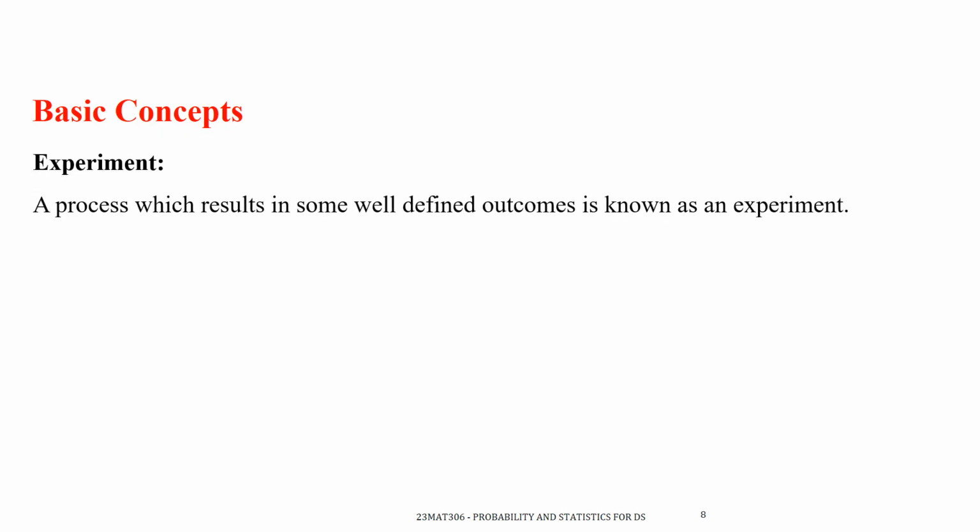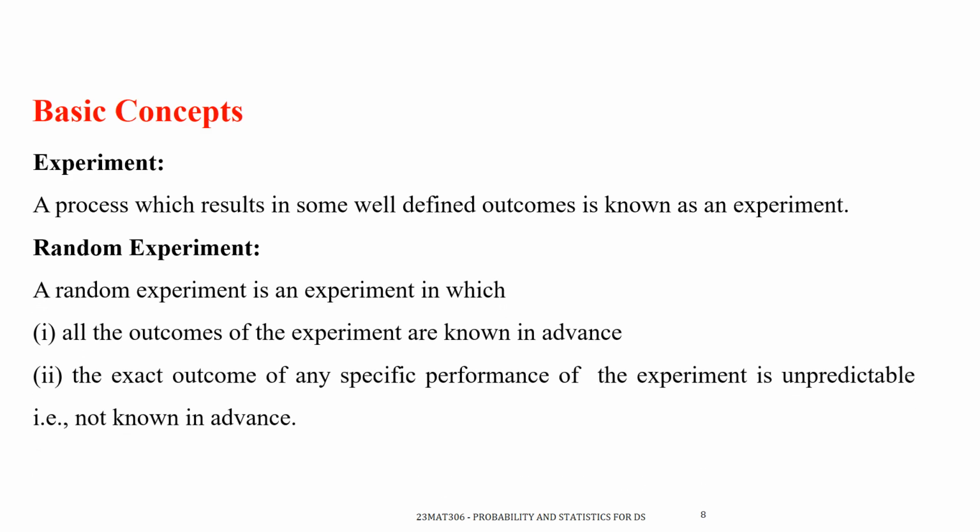Experiment and random experiment. An experiment is any process that produces outcomes, whereas a random experiment is one where all possible outcomes are known but the exact result cannot be predicted in advance. For example, tossing a coin is a random experiment because we know the outcomes are head and tail, but we cannot predict which one will occur in a trial.